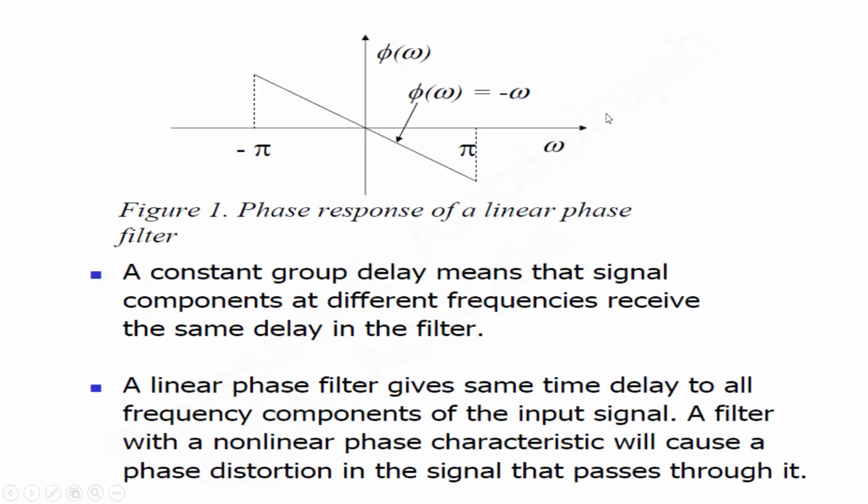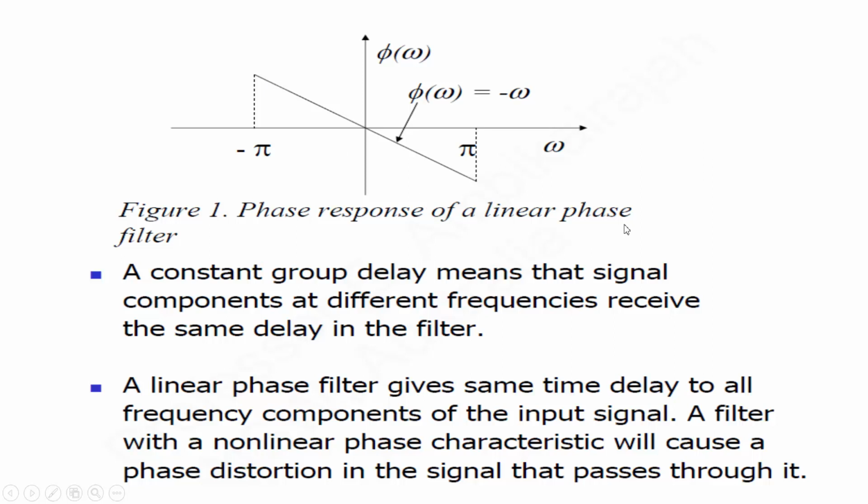This is the diagram of the phase response. On the y-axis is the phase, and on the x-axis is the digital frequency. Digital frequency can vary from minus pi to pi, because beyond these limits the digital spectrum will repeat. We have already discussed these things. So the phase response is linear with respect to the digital frequency.